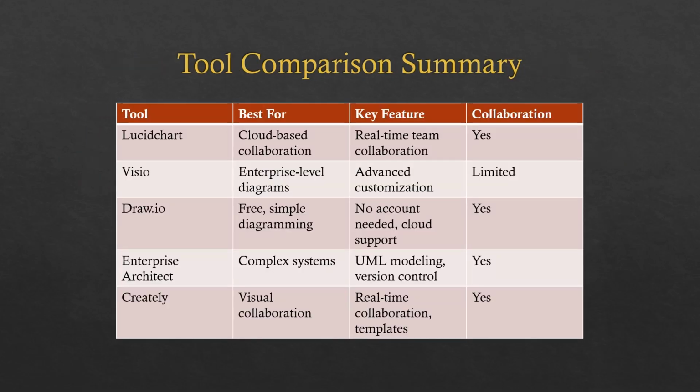Here's a comparison of the tools we have covered. Each tool has its unique features and strengths. For example, Lucidchart excels in real-time collaboration, while Visio offers advanced customization for enterprise-level design. Draw.io is free and accessible, and Enterprise Architect is perfect for large, complex systems. Creately provides visual collaboration, and the wireframing tool is best for rapid prototyping.